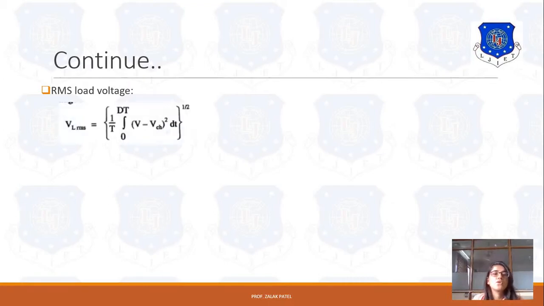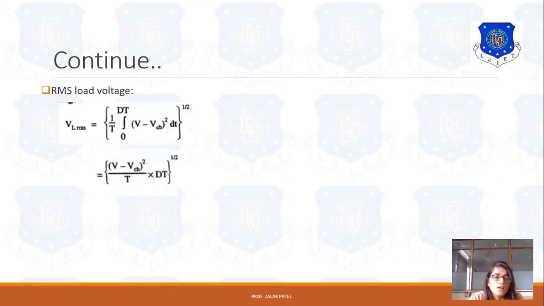Now let's find out another quantity, that is RMS load voltage. So for RMS load voltage you have to take the square of the voltage and the square root. So let's start with it. So it is 1 upon T integration from 0 to dT, V minus VCH square into dt, raised to 1 by 2. So 1 upon T as it is, integration from 0 to dT is there, and V minus VCH square dt raised to 1 by 2.